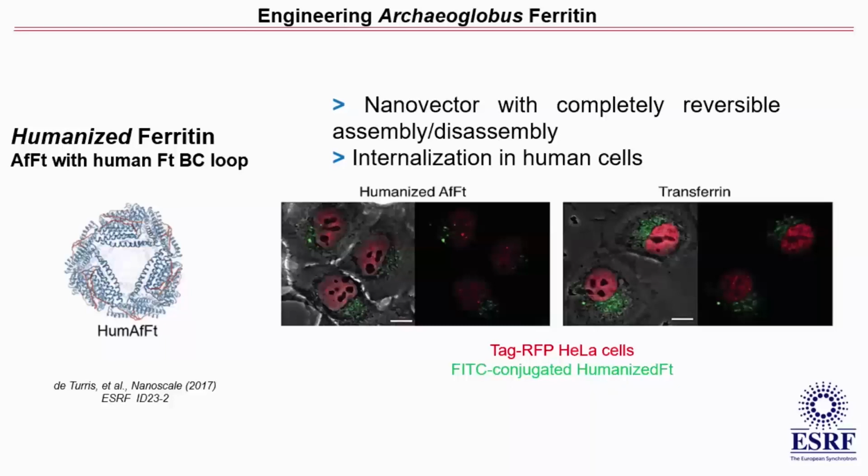And to our joy, if not amazement, actually the humanized Archaeoglobus fulgidus ferritin is uptaken by cells. See that the green fluorescence gets inside the cells.